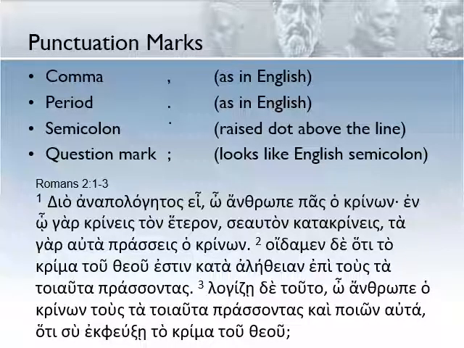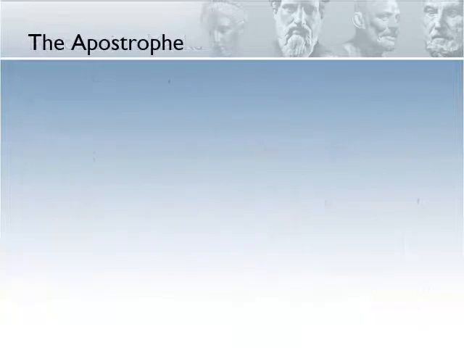Now, one final point about diacritics and punctuation. I want to talk about the apostrophe. We have apostrophes in English, and Greek uses apostrophes too. Usually an apostrophe is used both in Greek and in English to indicate that a letter has been dropped out, and the apostrophe shows where that letter would have been. We use it in English usually in contractions, like if we said didn't to replace did not, the O drops out of not, and we replace it with an apostrophe.